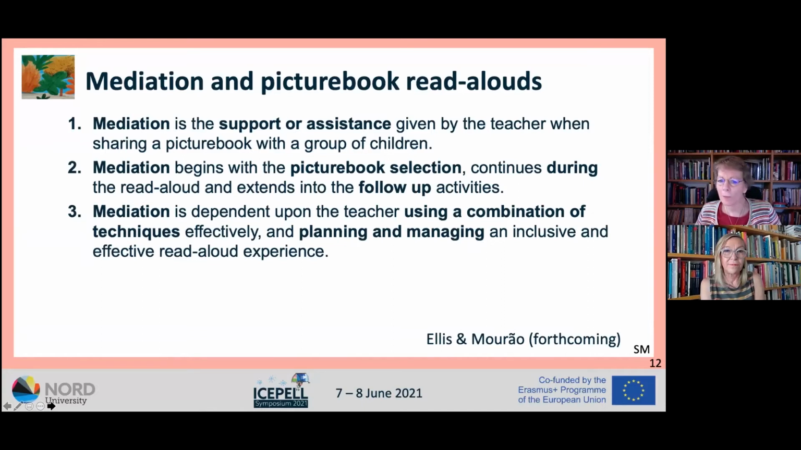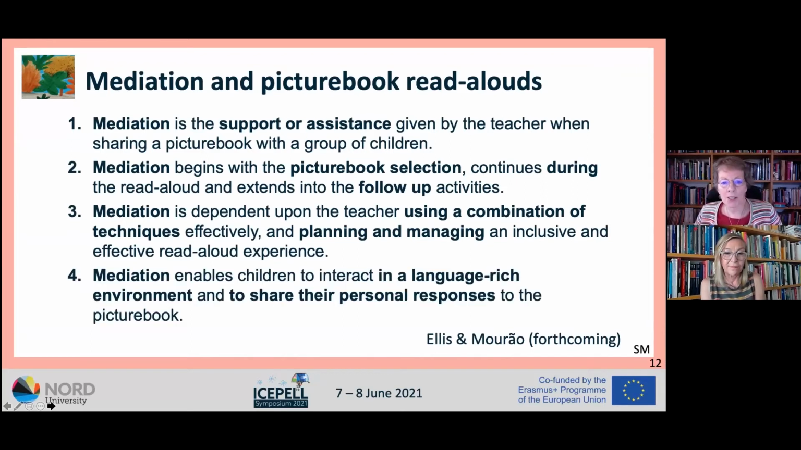Mediation is dependent upon the teacher using a combination of techniques effectively, and we'll be talking about these techniques in a minute, and planning and managing an inclusive and effective read aloud experience. And finally, mediation enables children to interact in a language-rich environment and to share their personal responses to the picture book. And here we're emphasizing the fact that it's an interactive experience for the teacher and the children. It's not just about the children listening, although it is a listening activity.